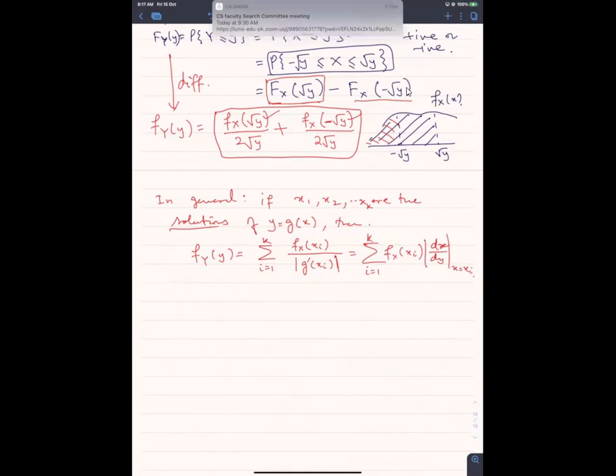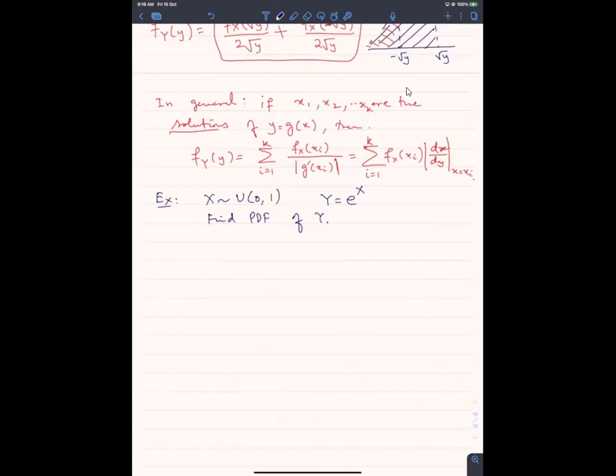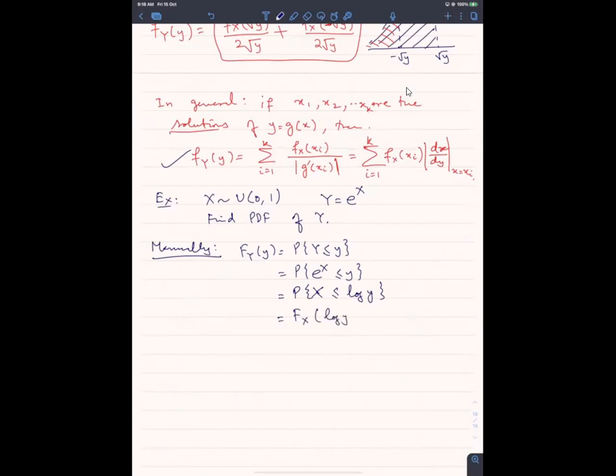Very quick example. And the example is x is uniform 0, 1, and y is equal to e to the power x. Okay. Find PDF of y. x का PDF दिया हुआ है, y का PDF मालूम करना है. ठीक है, तो पहले मैनुअली मालूम करते हैं, फिर हम ये बाद में फॉर्मूला लगाएंगे. मैनुअली fy of y is equal to probability y is less than equal to y is equal to the probability e to the power x is less than equal to y is equal to the probability x is less than equal to natural log of y, which is equal to fx of natural log of y.